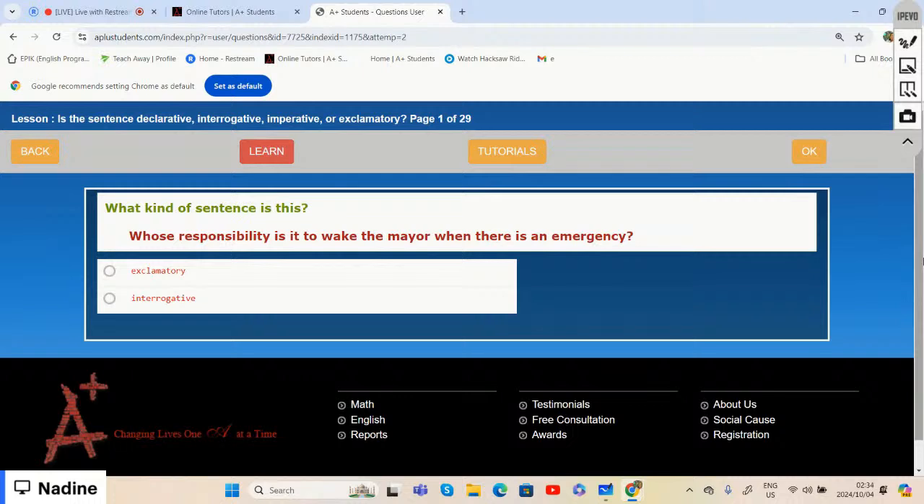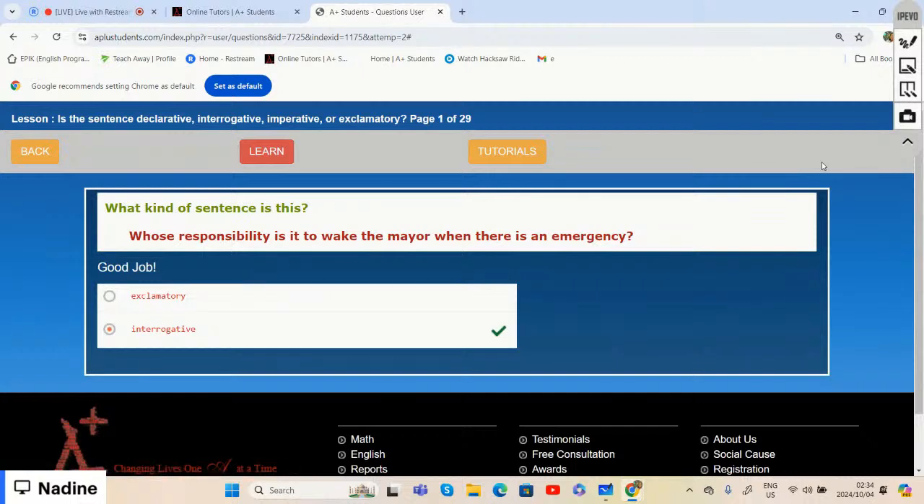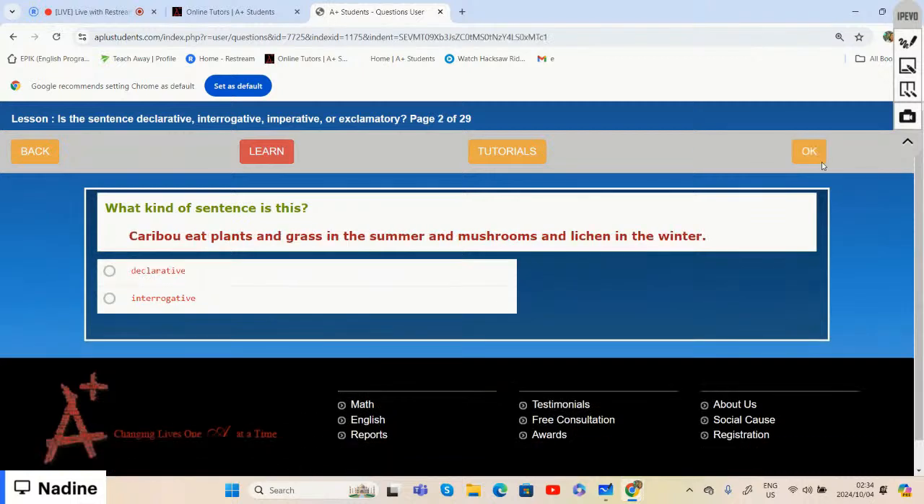All right. So we said who's responsible? That's an interrogative sentence. Yes. Option two, interrogative sentence. Well done.